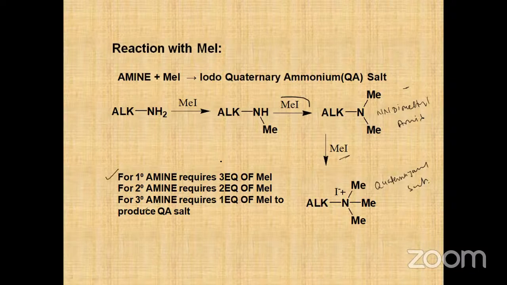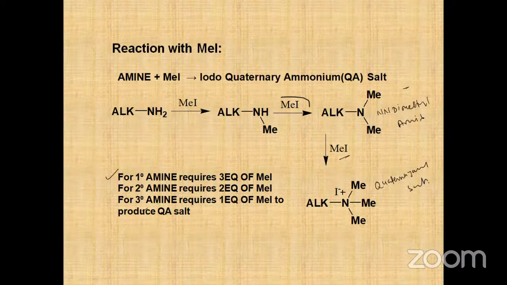If you take the primary amine, it requires 3 equivalents of methyl iodide to produce the quaternary ammonium salt. If you take the secondary amine, it requires 2 equivalents of methyl iodide. If you take the tertiary amine, only 1 equivalent of methyl iodide is required to produce the quaternary salt.